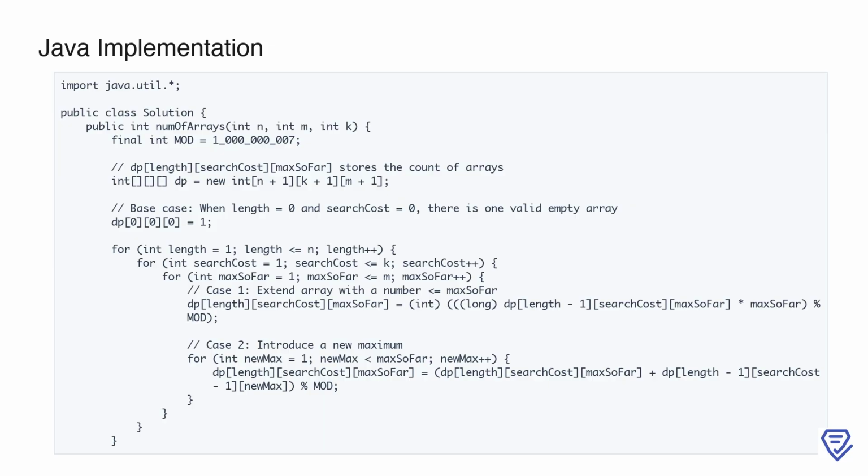The nested loops iterate over possible lengths, search costs, and maximum values. For each configuration, we handle two cases: extending the array with a number less than or equal to the current maximum, and introducing a new maximum. In the first case, we multiply the previous state by max_so_far because any of the numbers up to max_so_far can be added. In the second case, we iterate over potential new maximum values smaller than the current max_so_far, updating the DP table accordingly. Both cases ensure we stay within the mod constraint to avoid overflow.